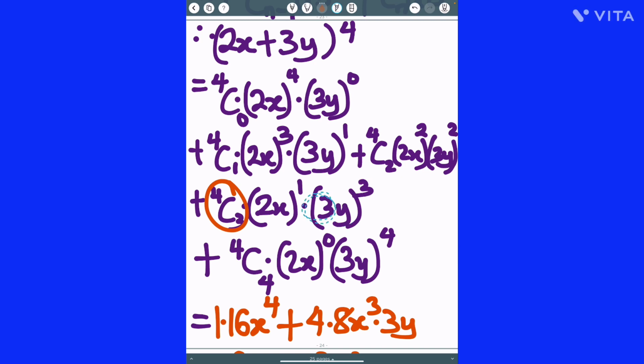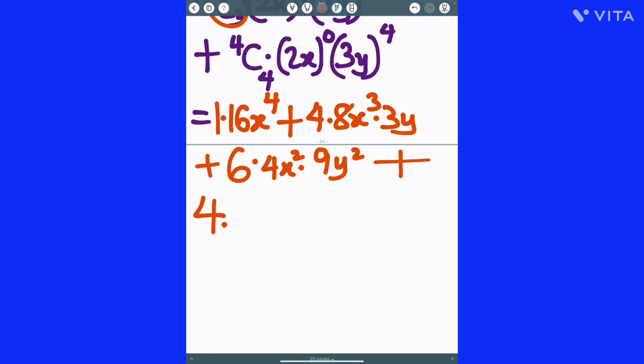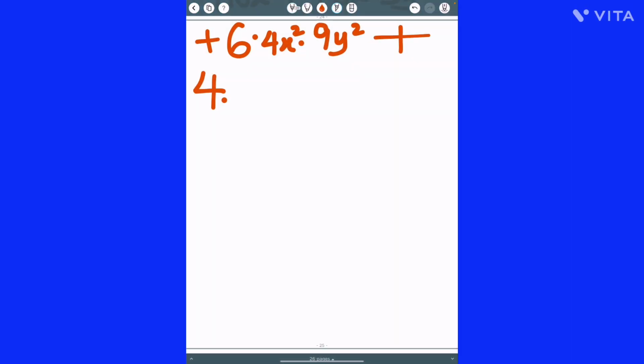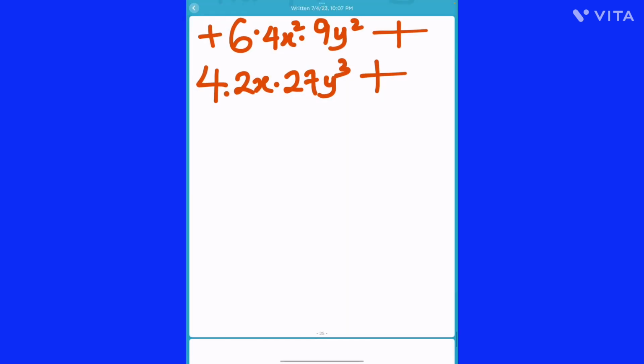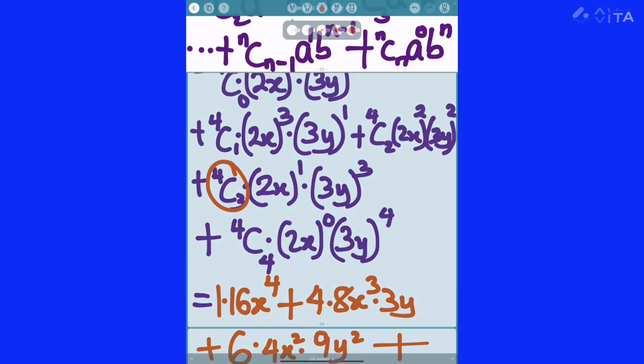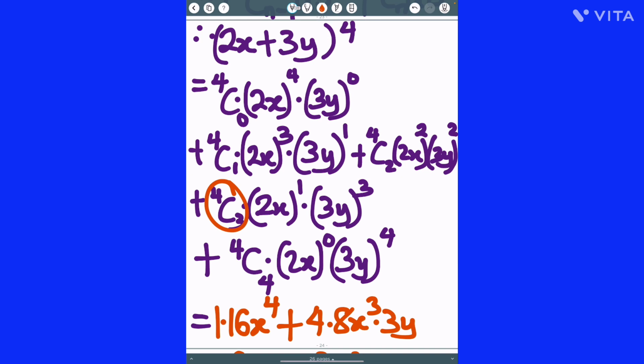Be careful here. Everything inside the bracket is raised to power 3. So 3 raised to power 3, 27. That's 3 times 3, 9. 9 times 3, 27. Then y raised to power 3 is y cubed. So that gives you 2x times 27y cubed. My next term is the fifth term. 4 combination 4 here.